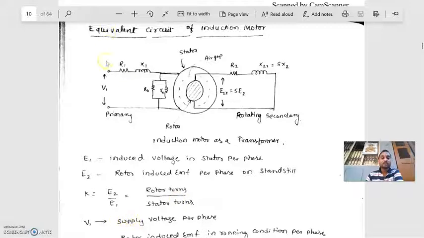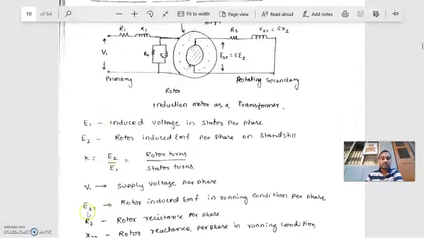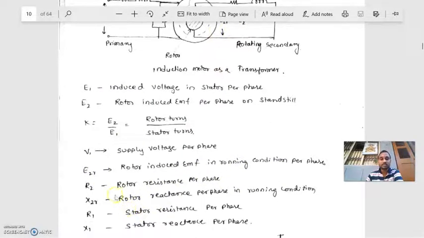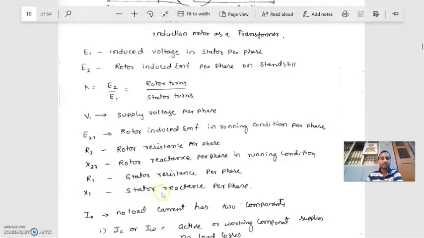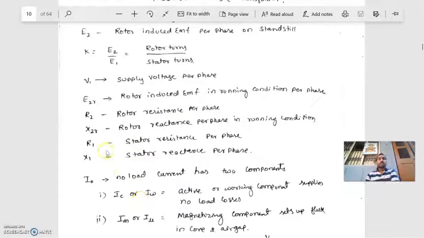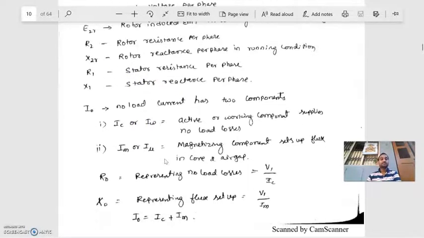And V1 is the supply voltage per phase, because it is a 3-phase induction motor. E2R is the rotor induced EMF under running condition, and R2 is the rotor resistance per phase. X2R is the rotor reactance per phase in running condition. R1 and X1 are the stator resistance and stator reactance per phase respectively.